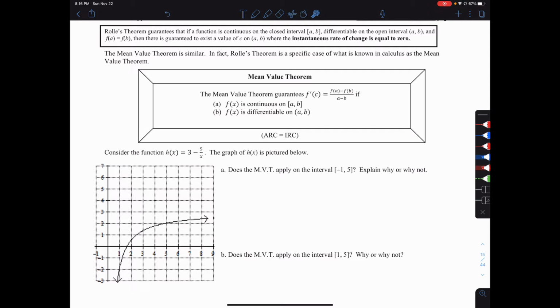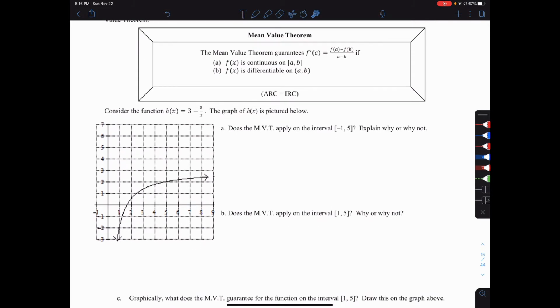Well, Rolle's theorem is actually a specific case of the mean value theorem. So let's discuss the mean value theorem. As long as a function is continuous on the closed interval and differentiable on the open interval, then there has to be at least one time where the instantaneous rate of change is equal to the average rate of change. Average rate of change has to equal the instantaneous rate of change.